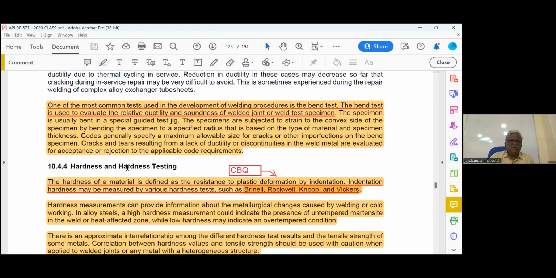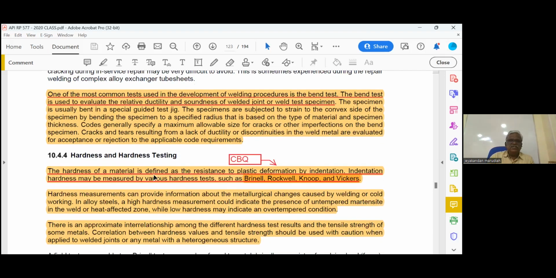Then same page, this one, hardness and hardenability. The hardness of a metal is defined as resistance to plastic deformation by indentation. Indentation hardness is measured by various tests such as Brinell, Rockwell, Knoop, and Vickers. That is closed book. You should know the methods Brinell, Rockwell, Knoop, and Vickers.